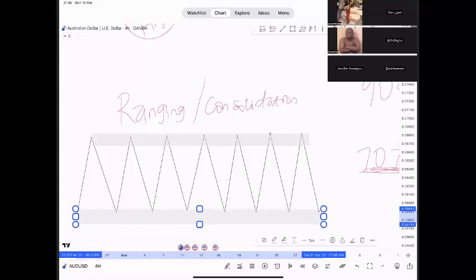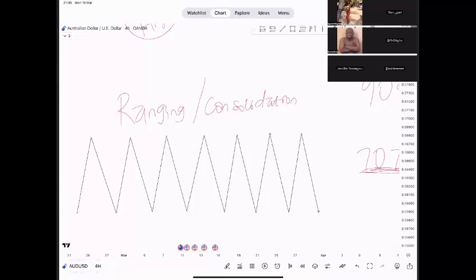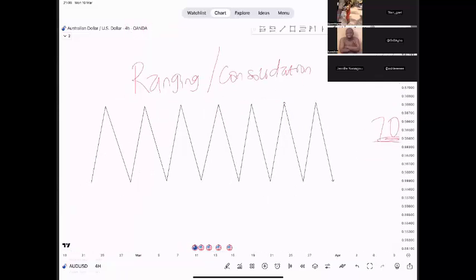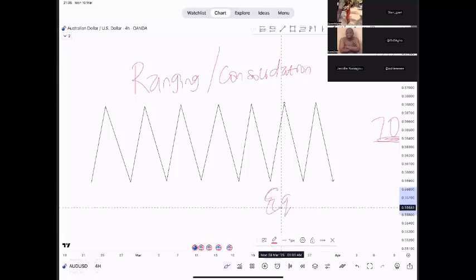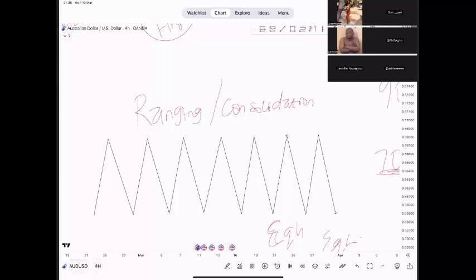So this third type of market structure, called the ranging or consolidation market structure, is made up of what we call equal highs and equal lows, right? So the ranging or consolidation market structure is made up of equal highs and equal lows.